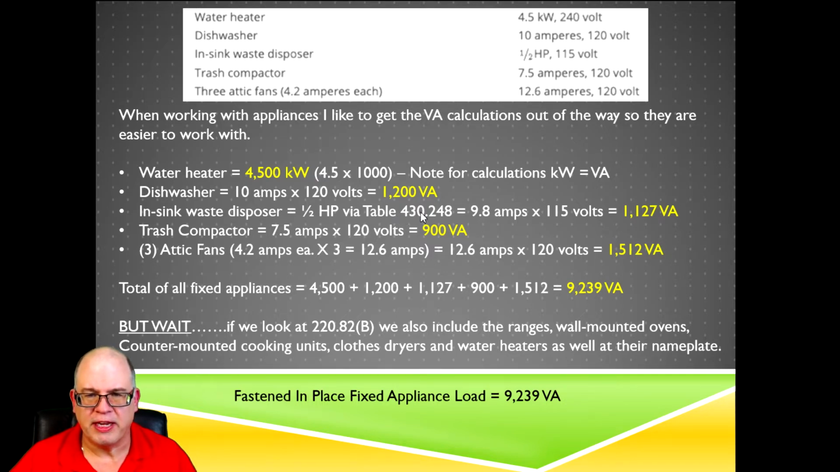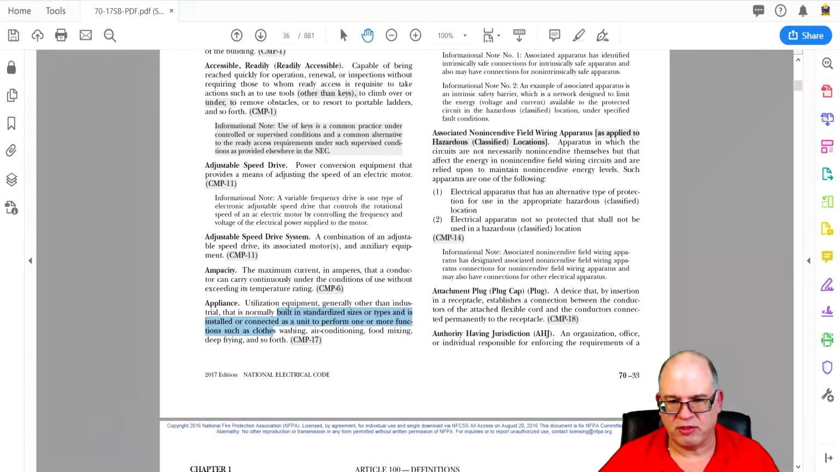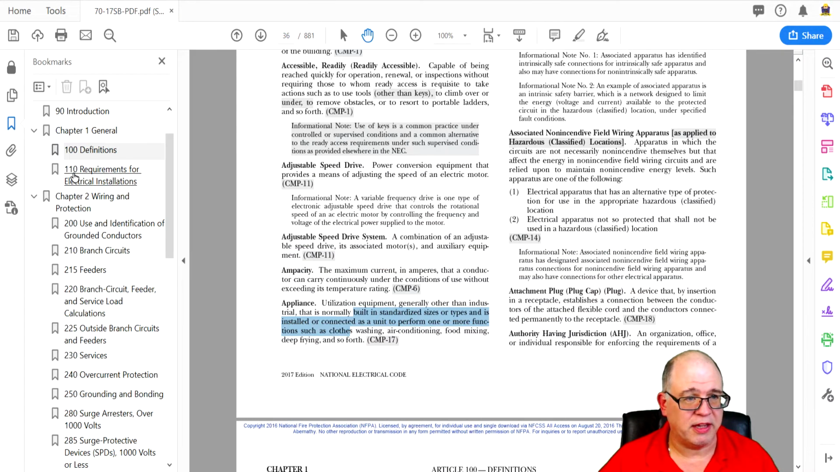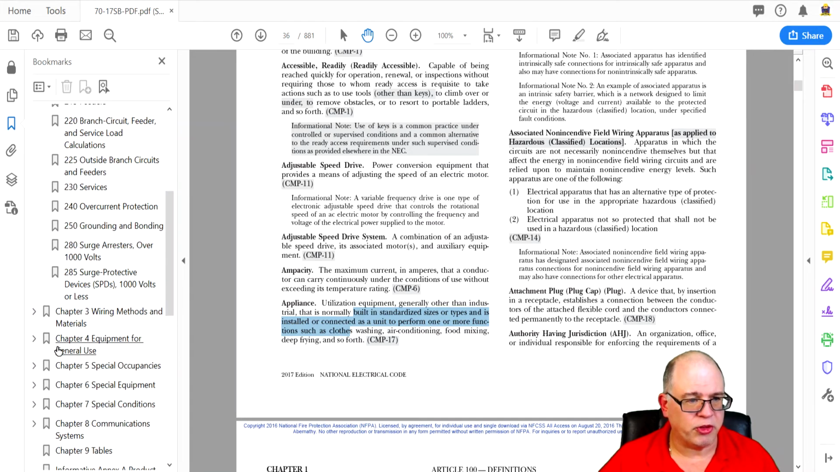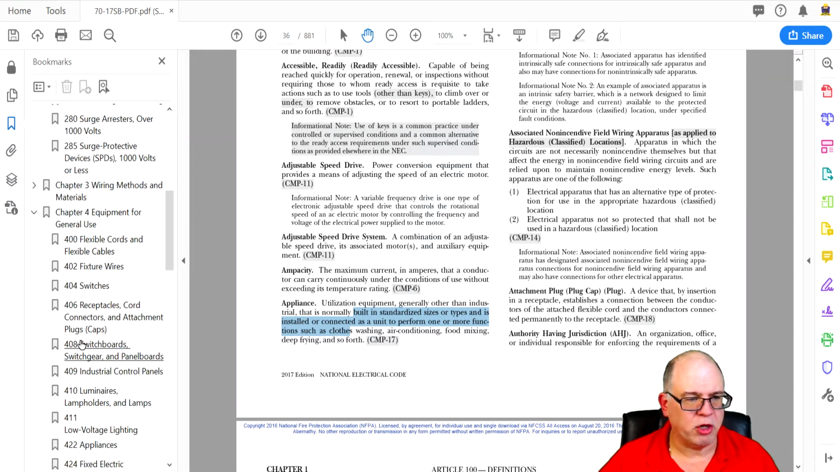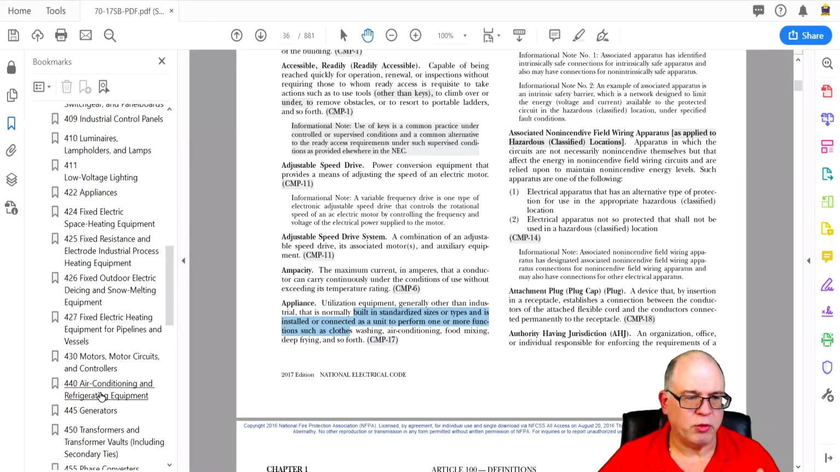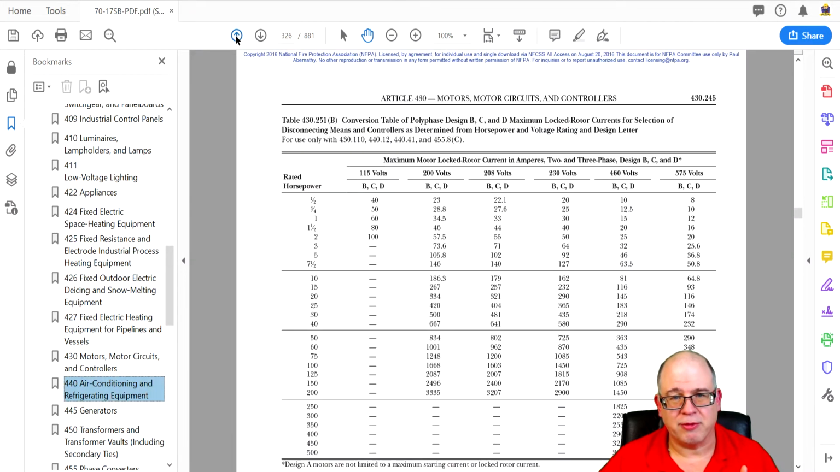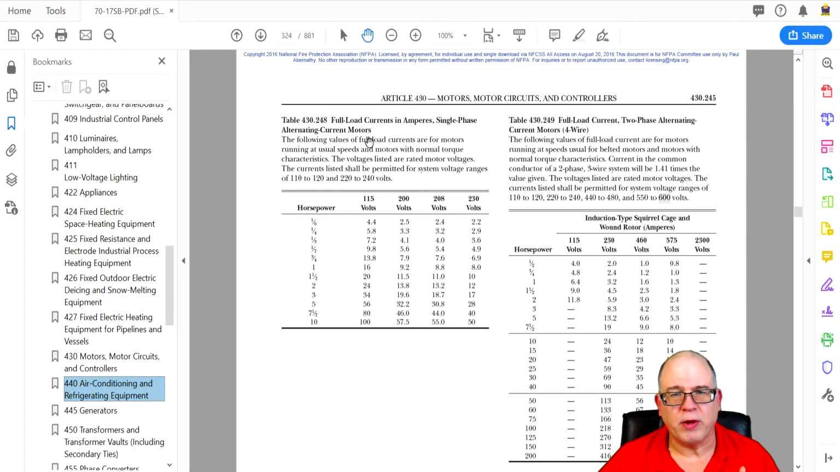So we've got to go to 430.248. I did not do that in the webinar, so that's good news. You're going to get a little more here than you did there. I'm going to go to 430, and when I'm doing the electronic version, I like to go to 440 and go backwards. It just makes it easier. So 248, because it is single phase and alternating current, and it was 115 volts, and it was a half horsepower. This is where you get the 9.8 amperes, and that's what we're going to use.